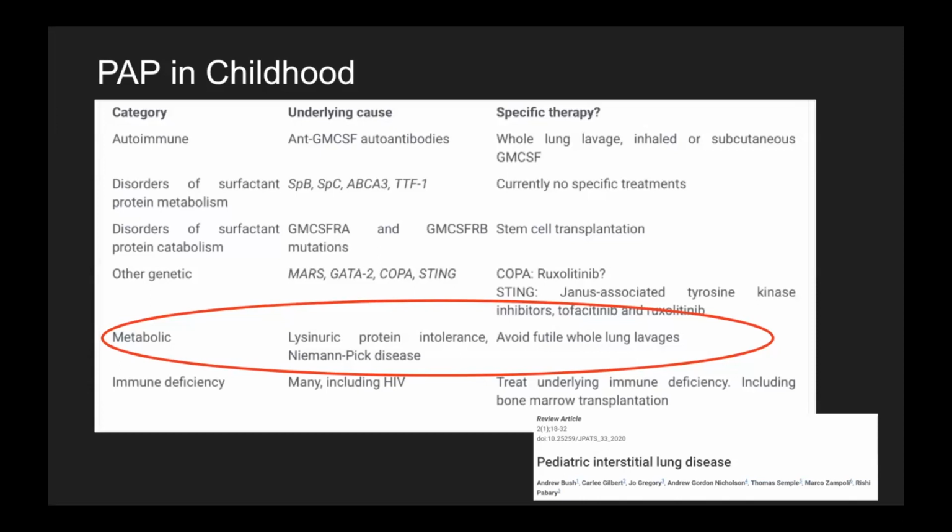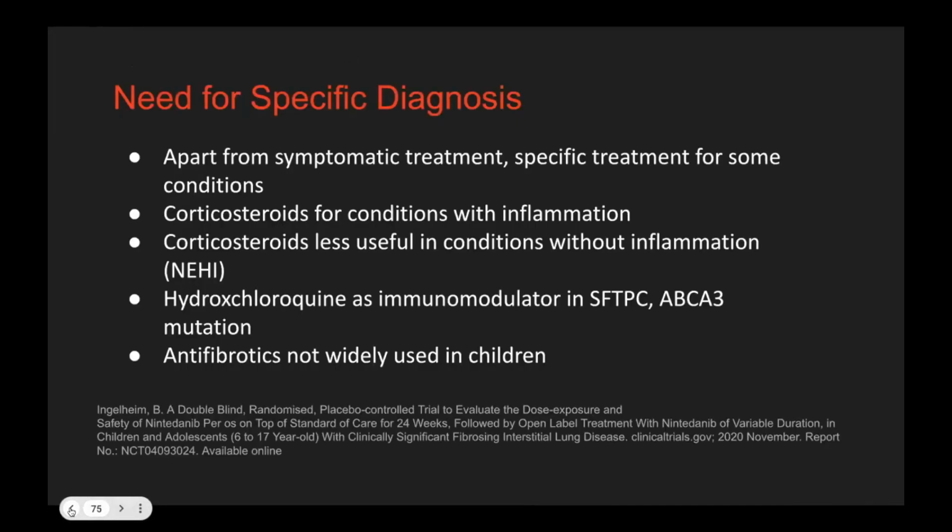Other than this entity, there are many other causes, including immune deficiency, other genetic causes, and the disorders of surfactant protein metabolism, surfactant and autoimmunity. So there are other causes of PAP in childhood. So childhood ILD diagnosis is expanding, and almost every day new knowledge is being added to it. So we should move to the radiogenomic era in cases of childhood ILD.